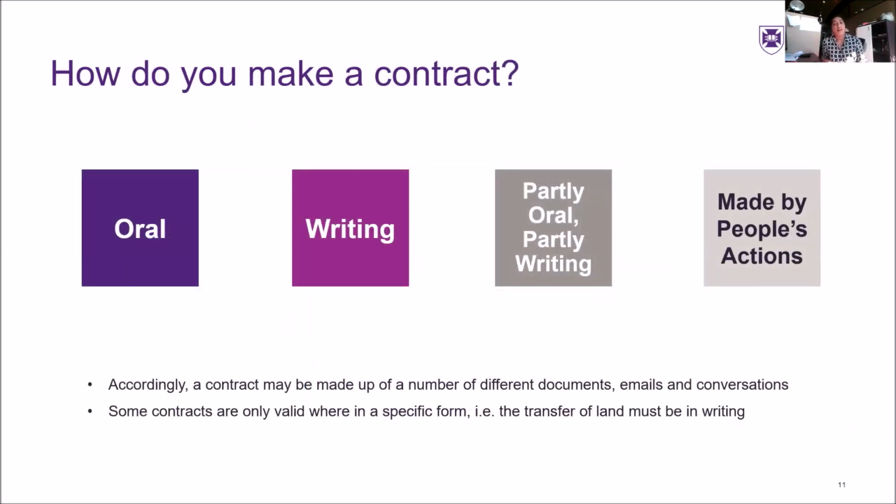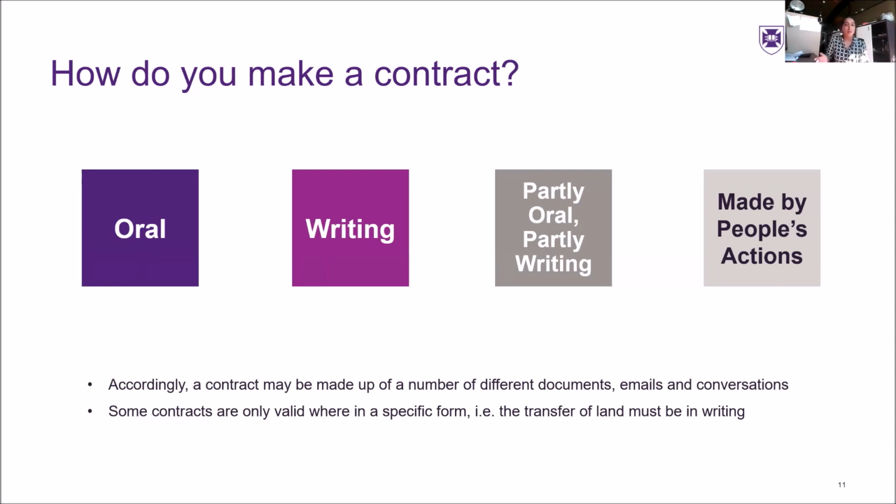So how do you make a contract? Contracts can come about in a variety of ways, and these can include things like signing documents. You can agree over the phone. You click an I agree button on a web page, but you can also start to just act in accordance with the terms of the contract, having communicated acceptance. So that's why we say they can be made orally, in writing, partly both, and by actions. And also a contract can come about on the back of a number of various different documents. So you can start putting together emails, conversations, and forms, and all of that can make the complete contract.